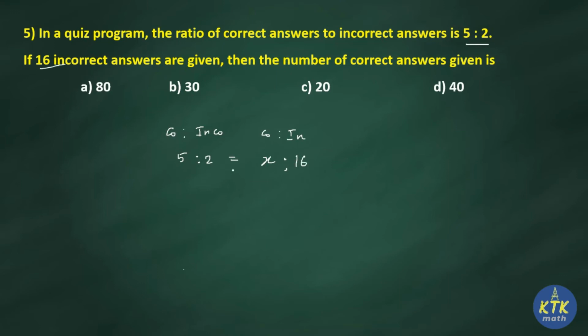Nothing but proportion. 5 is to 2 equals x is to 16. So 2 into x should be equal to the product of extremes, 5 into 16. As usual, you bring this 2 to the right side. 16 divided by 2 is 8, and 5 8s are 40. Therefore, in that program 40 correct answers were given and 16 wrong answers were given. So the answer for the fifth question is 40.